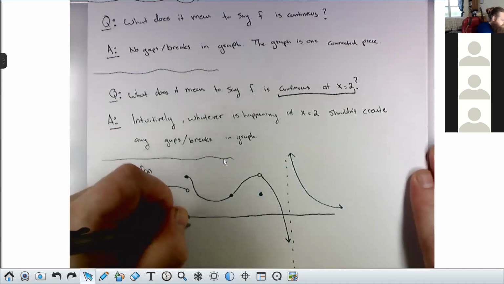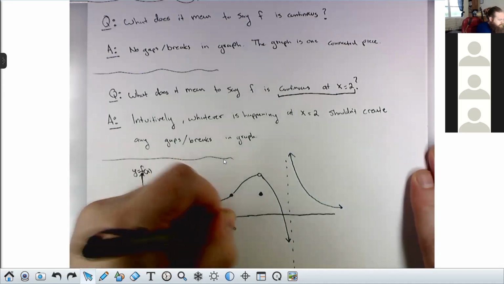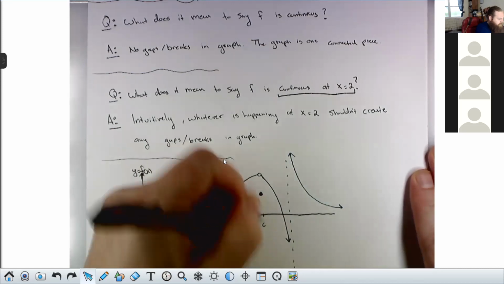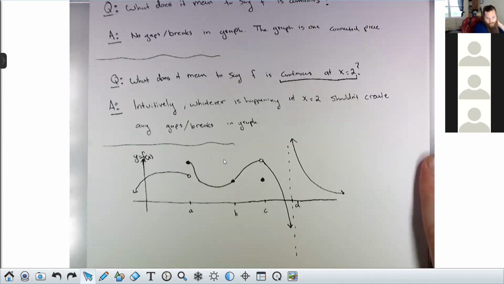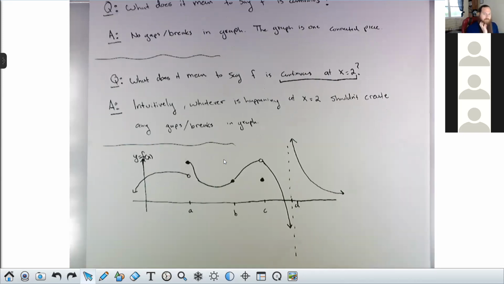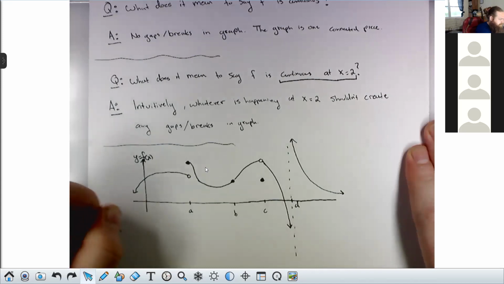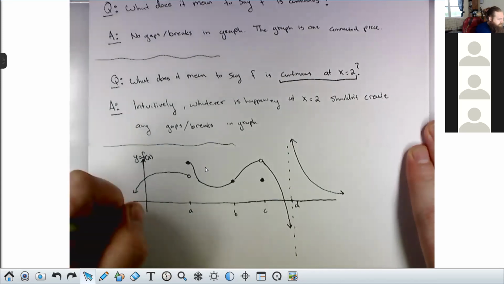And label these as just A, B, C, and D. So we want to say that the function is discontinuous at A, C, and D. Each of these has a special name. At x equals A, this is a jump discontinuity.